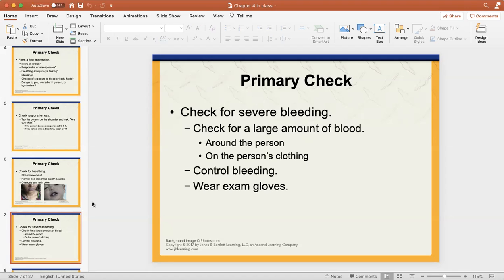So we need to put a sterile cloth on the wound, and we need to make sure that we hold it to control the bleeding. This is when you would also want to wear exam gloves to protect yourself.